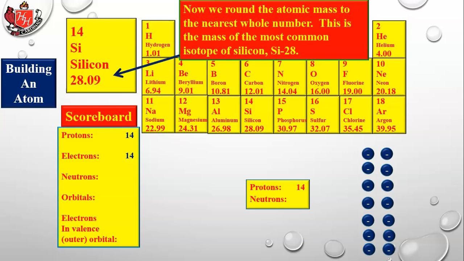Okay, so we're going to go ahead and round that to 28 like that. Now we're going to have to do a little bit of arithmetic here to figure out how many neutrons we have.